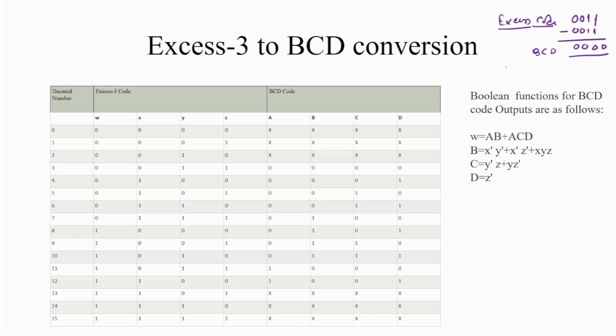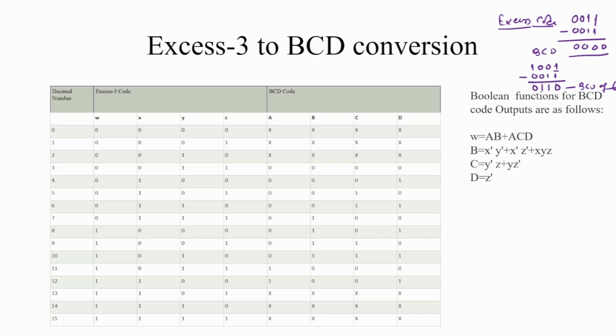Similarly, suppose the excess-3 code is 1001, then to find the BCD code we simply subtract 0011, that is 3. What we get is 1 minus 1 is 0, 0 minus 0 is 0, 0 minus 0 is 0, and 1 minus 0 is 1, because the subtractor is required. So this is 0110, the BCD of decimal number 6.